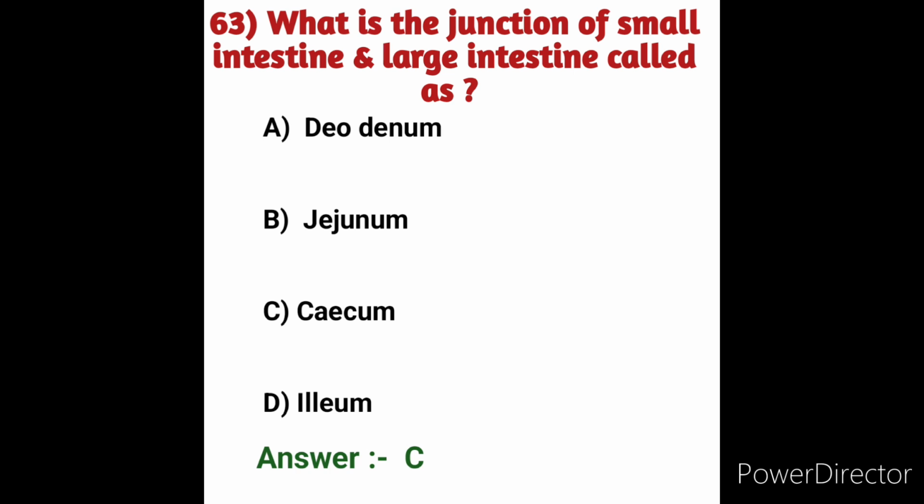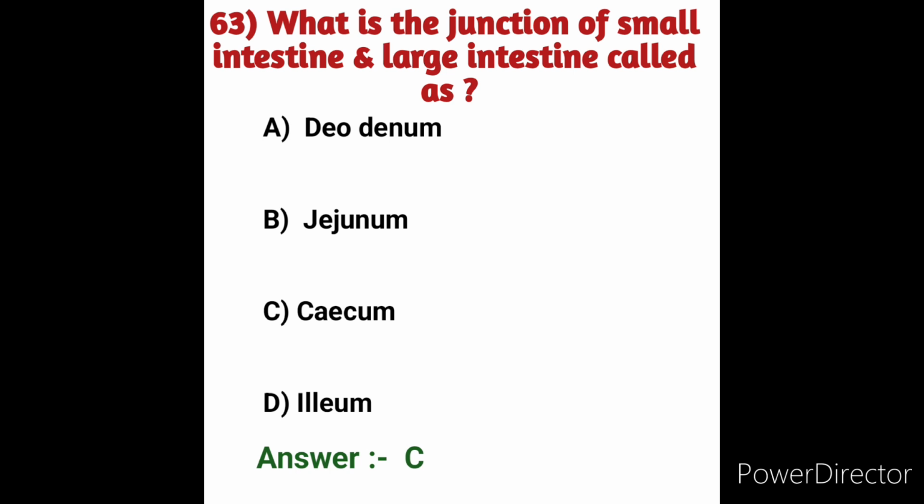The caecum is a large tube-like structure in the lower abdominal cavity. It receives the undigested food material from the small intestine. So option C, caecum, is the correct answer. The small intestine is constituted by the duodenum, jejunum and ileum. The junction between the small intestine and large intestine is called the caecum. Option C is the correct answer.